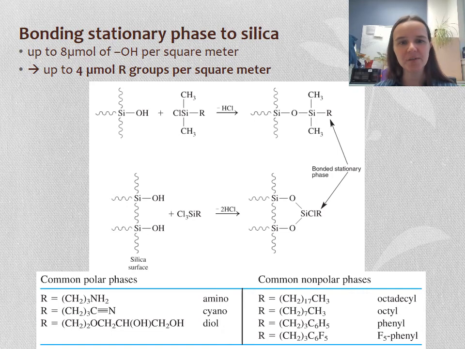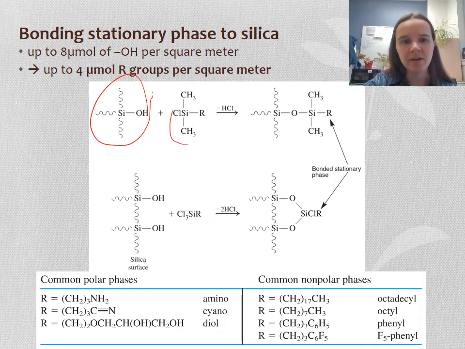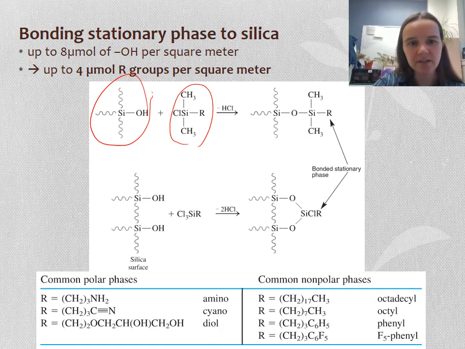The other thing you can do is bond things to the silica. So now you have the silica surface here, and you're putting on an organochlorosilane, and that chlorine is going to pop off and react with the OH, right?